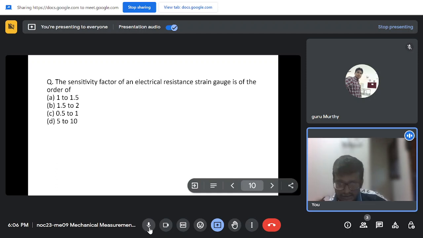So the next question is, the sensitivity factor of an electrical resistance strain gauge is of the order of A, 1 to 1.5, B, 1.5 to 2, C, 0.5 to 1, D, 5 to 10. So we have been asked, what is the order of the sensitivity factor for an electrical resistance strain gauge.